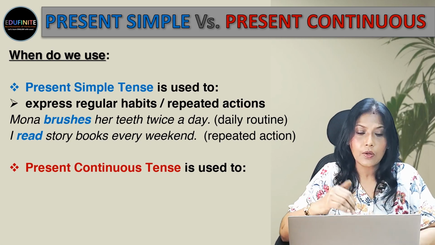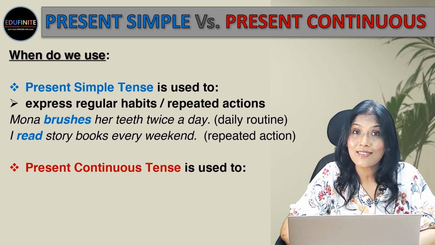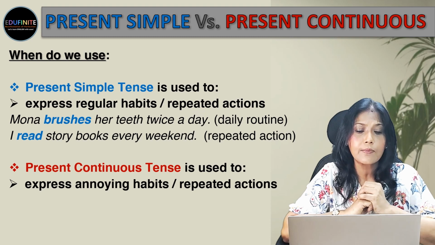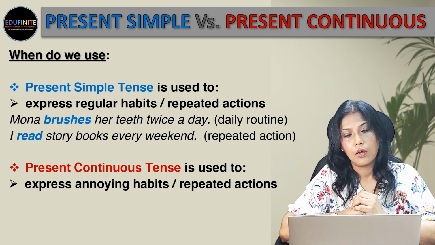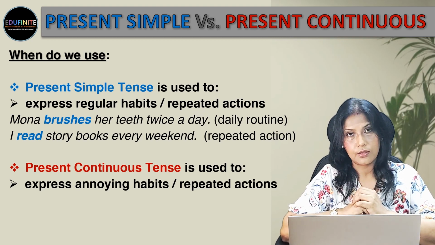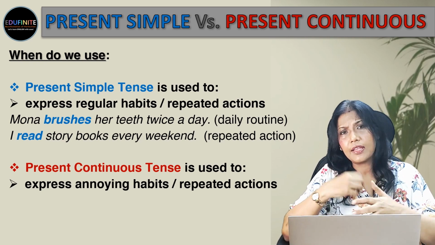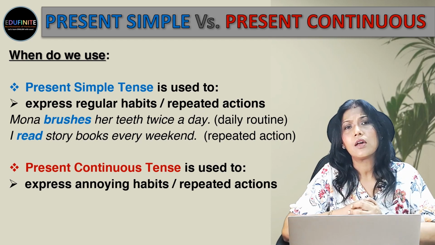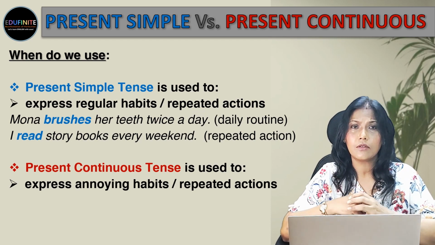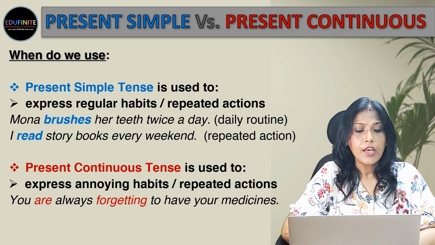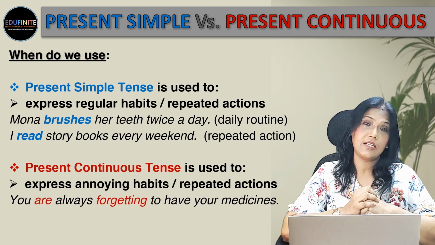Okay. Now let's look, where else do we use present continuous tense? Present continuous tense is also used to express annoying habits or repeated actions. Some actions are sometimes annoying when they are repeated, or some habits are annoying and repeated, and we express them with the help of present continuous tense. Okay. You are always forgetting to have your medicines.